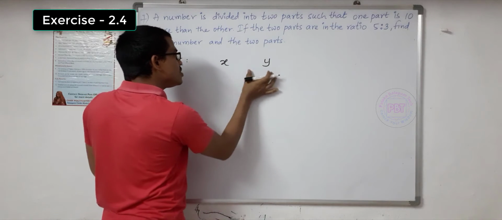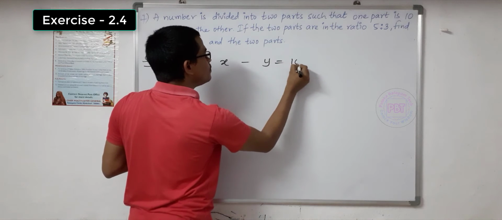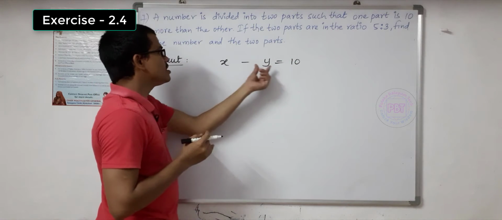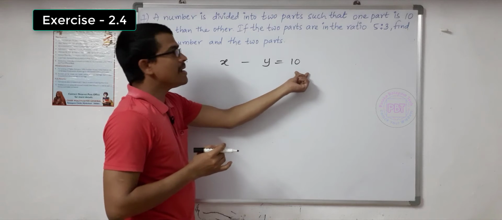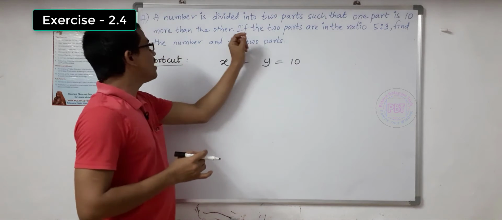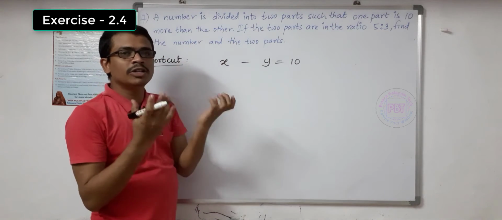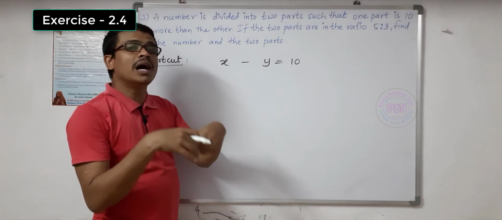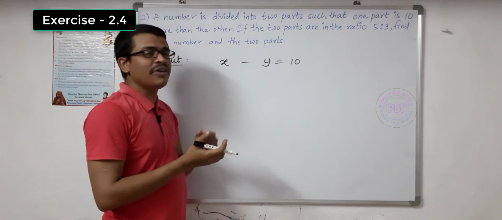According to the question, the difference between these two is 10. Isn't it? So the difference between these two is nothing but 10. Why? Because one part is 10 more than the other. It means he is comparing the two parts, and that is nothing but the difference.